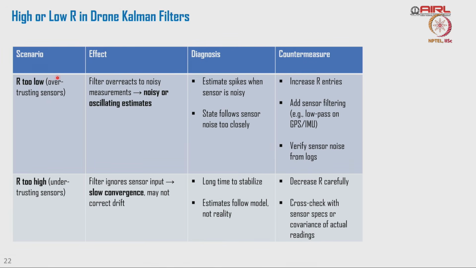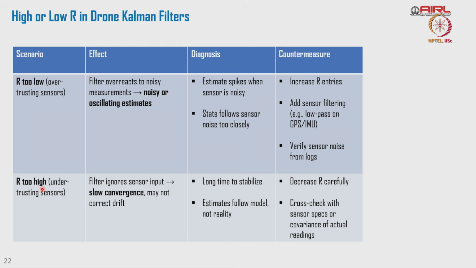If R is too low, you are over-trusting the sensors, right. The filter overreacts to noisy measurements, and noisy or oscillating estimates come into the picture. The estimate spikes when the sensor is noisy, and the state follows the sensor noise too closely, right. So, what do we do? We increase the R entries, add a sensing filter, you can add an external filter to your sensor, and verify sensor noise from your log.